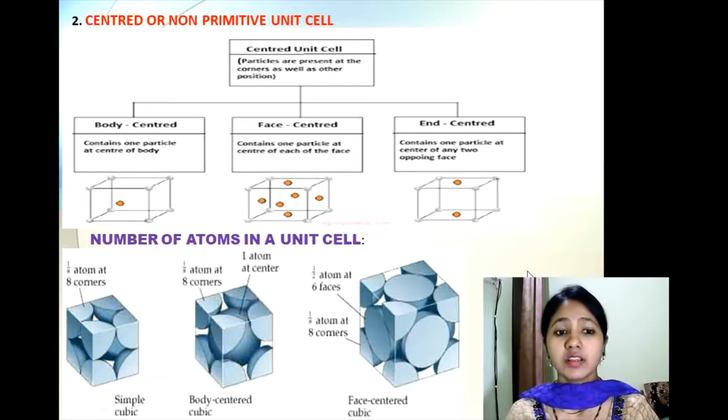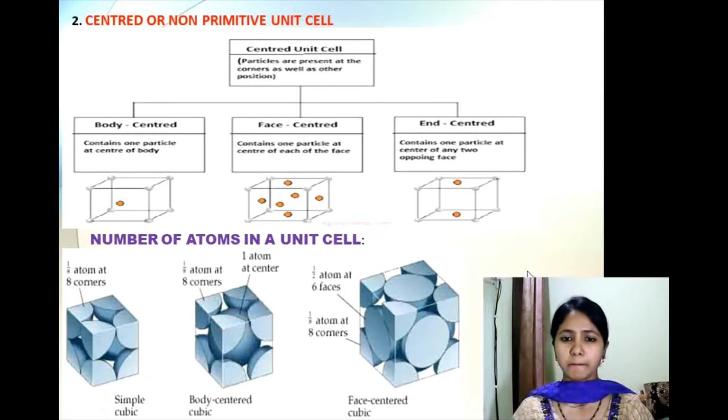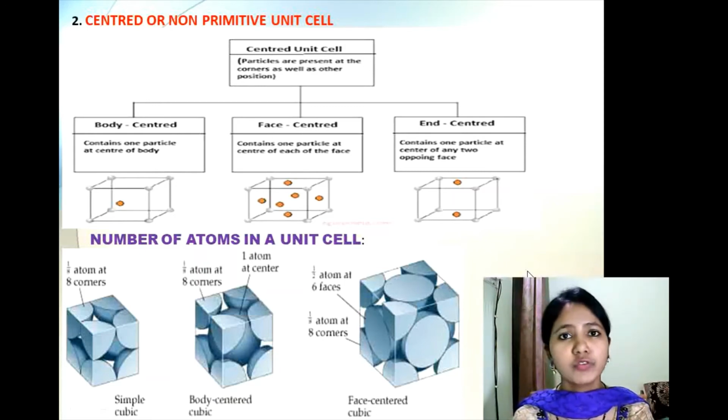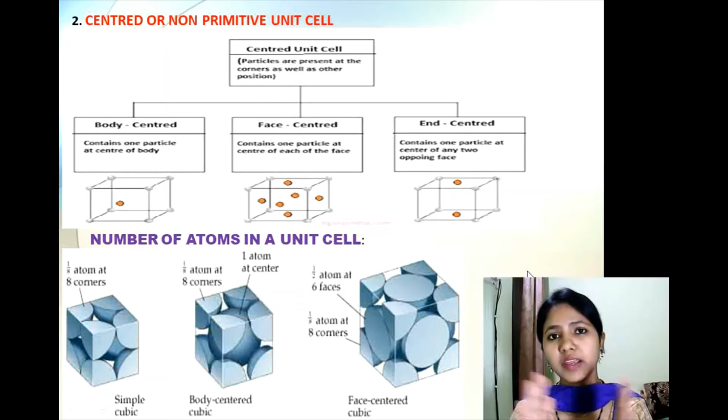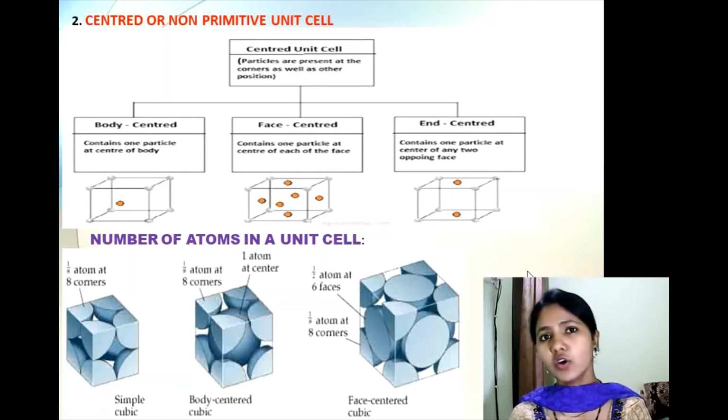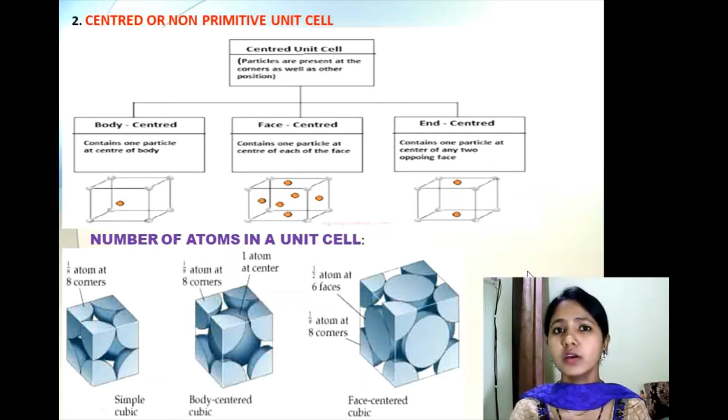Okay. I think this much is clear to you now. Now let us move on to the next topic, which is your number of atoms in a unit cell. Just imagine, you know that a crystal lattice is made up of unit cells. Now these unit cells are joined with each other to form the entire crystal lattice. One unit cell is in contact with another unit cell. In the same way, each unit cell is in contact with the other unit cells. So we have to find out the number of atoms in a particular unit cell.